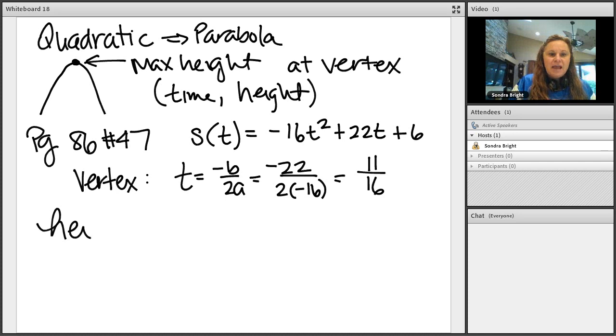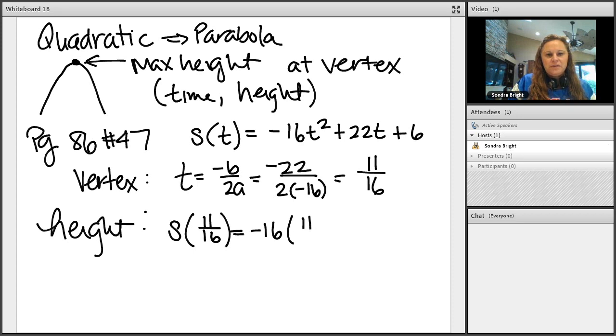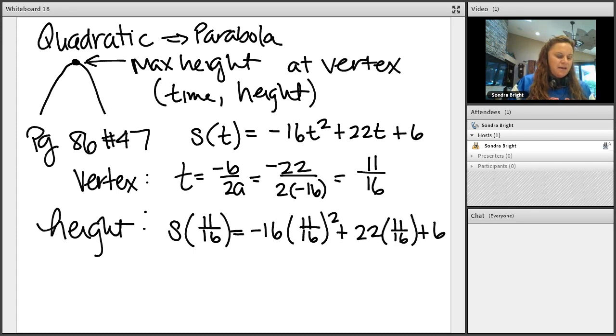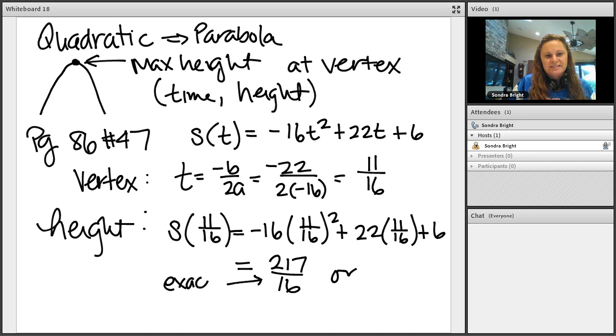And then the height at that vertex, which will give you your maximum height, will be s of 11 over 16. You're going to plug 11 over 16 into the equation. Negative 16 times 11 over 16 squared plus 22 times 11 over 16 plus 6. And I get that it is 217 over 16. Okay, so this is an exact answer. Exact answers means you're going to leave it as a fraction or a radical or whatever.